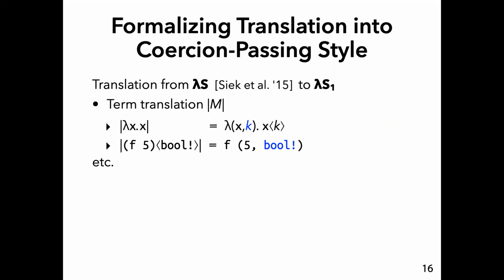We formalized translation into coercion-passing style as a translation from Siek et al.'s lambda s to our new calculus lambda s1. These are a few examples from term translation. The first example is the translation of the identity function. Here I wrote k for the additional coercion parameter. Then in the second example, function application followed by coercion application will be merged into a single function application.